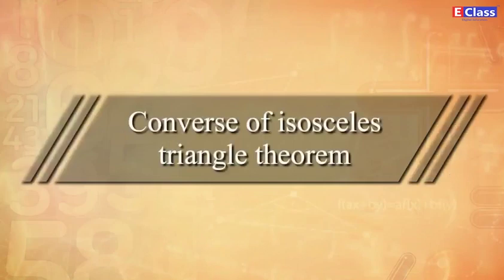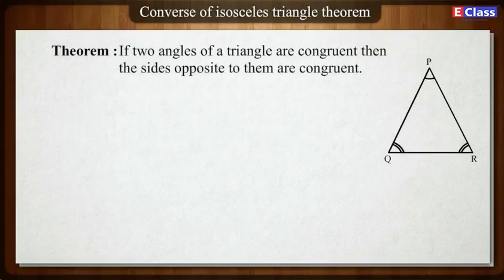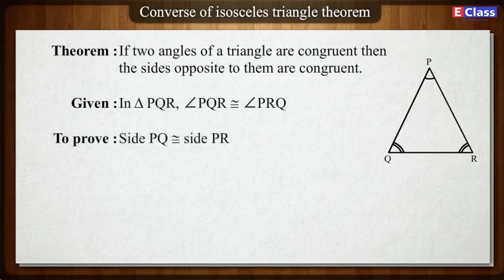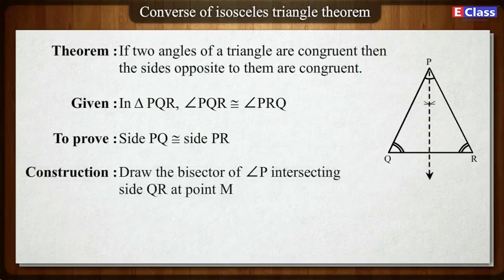Converse of isosceles triangle theorem. Theorem. If two angles of a triangle are congruent, then the sides opposite to them are congruent. Given. In triangle PQR, angle PQR is congruent to angle PRQ. To prove, side PQ is congruent to side PR. Construction. Draw the bisector of angle P intersecting side QR at point M.